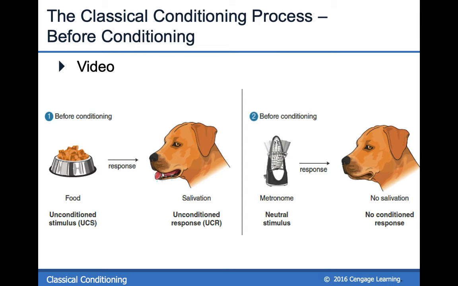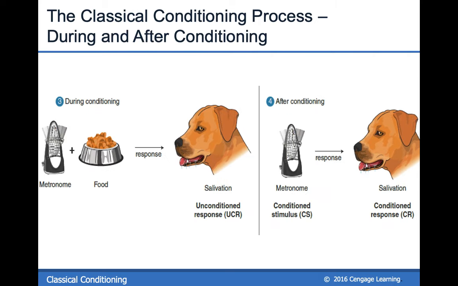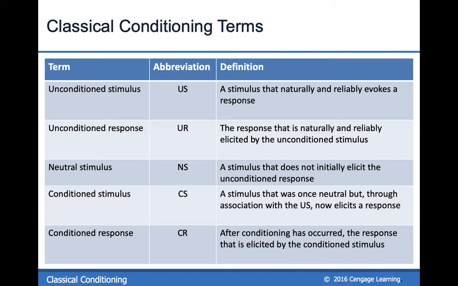So I want you to go into the videos and the playlist. There's one example from The Office where Jim conditions Dwight. And I want you to go through and try to figure out what's your unconditioned stimulus, what's your unconditioned response, what's your neutral stimulus, what's your conditioned stimulus, and what's your conditioned response. I want you to do that for this video to make sure you understand it. So go ahead and watch that.